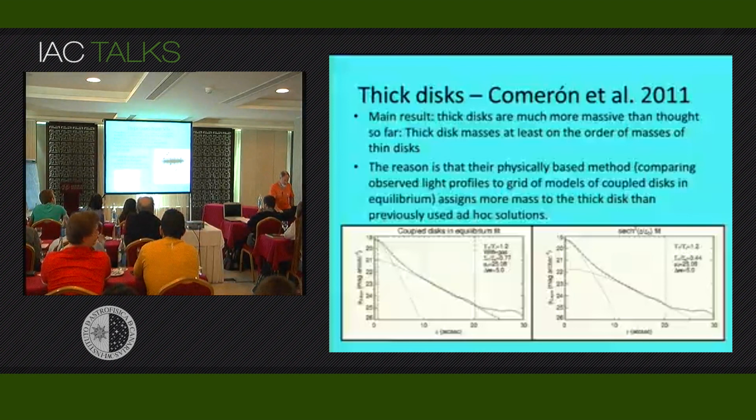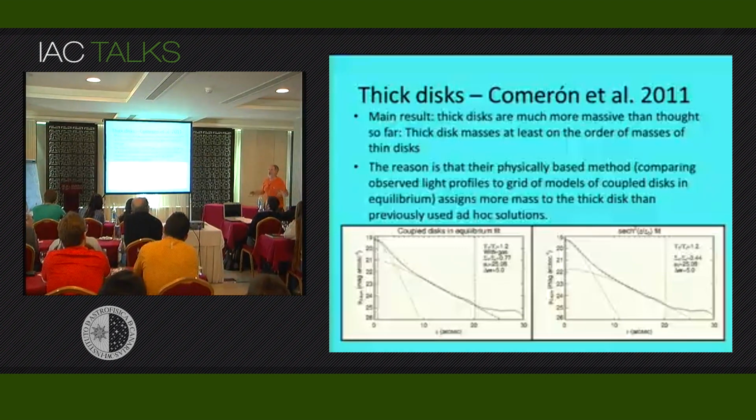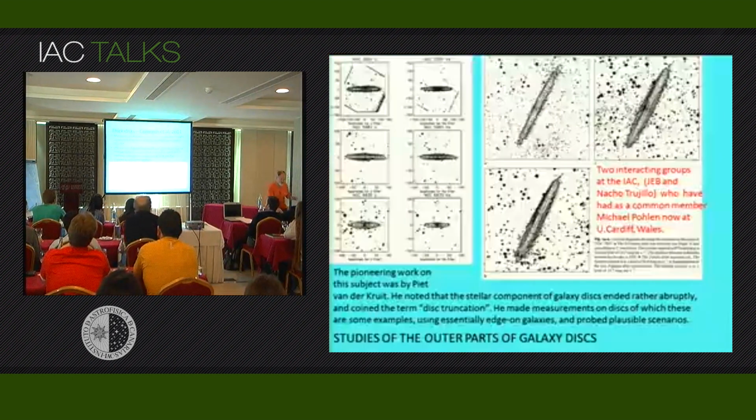So this is work which is going on, and they've recently published a very nice paper on this work. These are some of the details. One of the results that they get is that the thick disks are more massive than previously thought. They're not, I would say, ubiquitous, but they're very common. By comparing the observed light profiles to grids of models of coupled disks in equilibrium, this is a piece of theoretical work, the S4G group is big enough that it can include real observers and real theorists who actually talk to each other. And so they have managed to derive more importance for these thick disks.